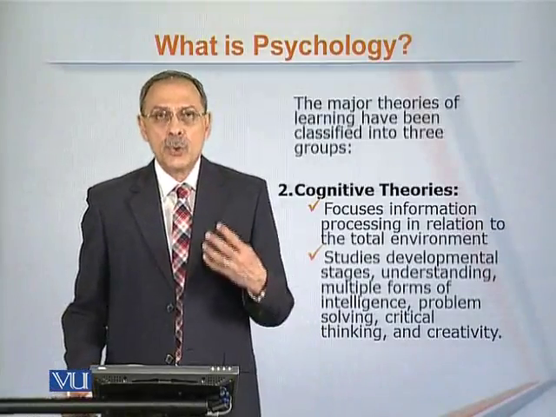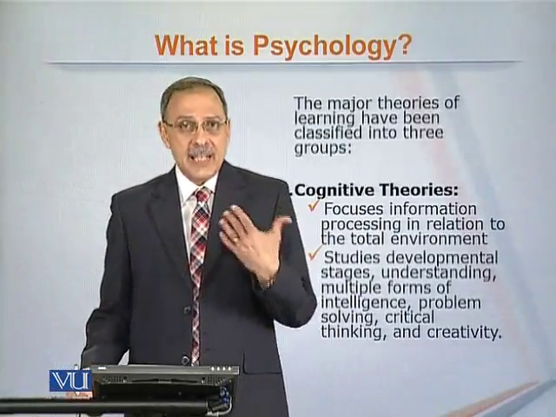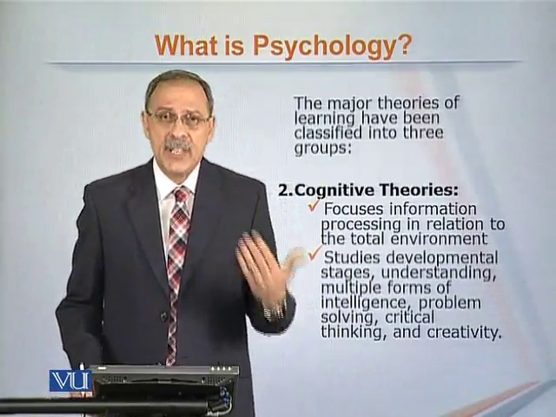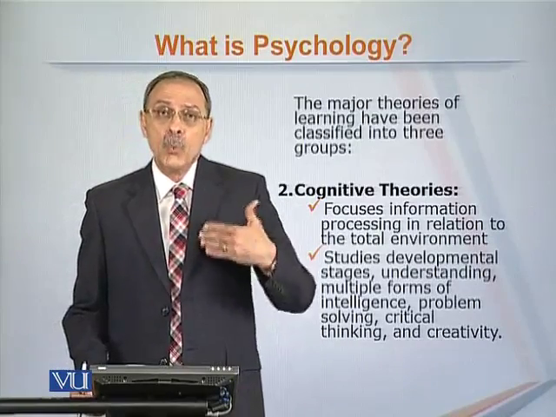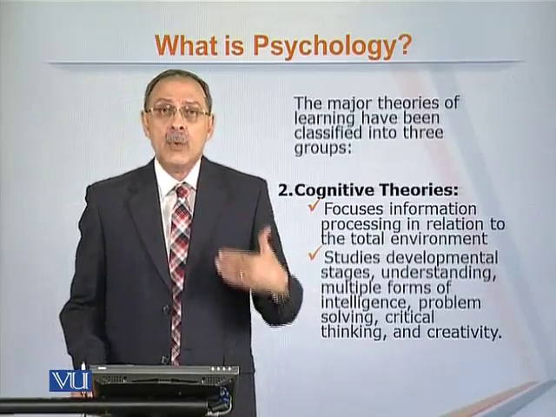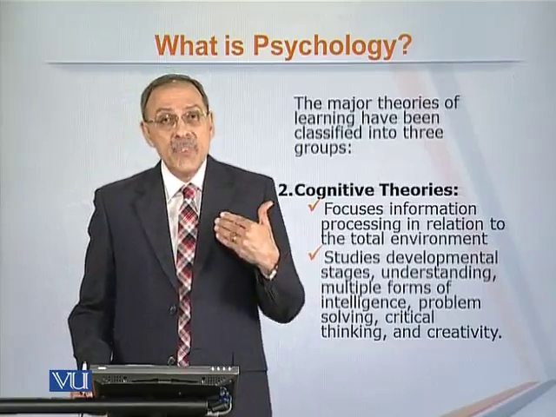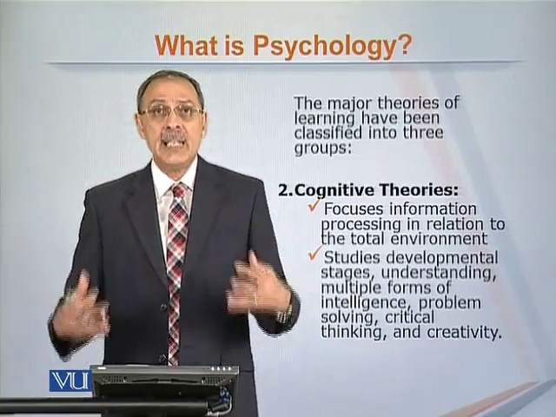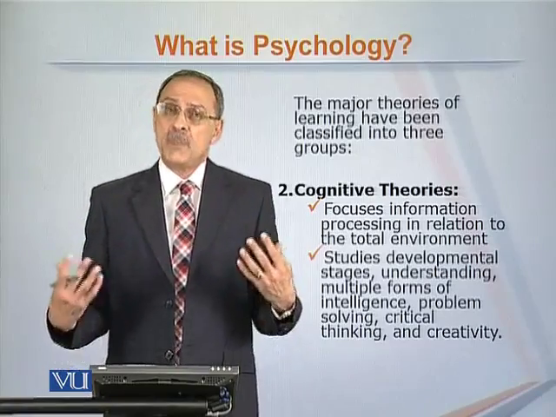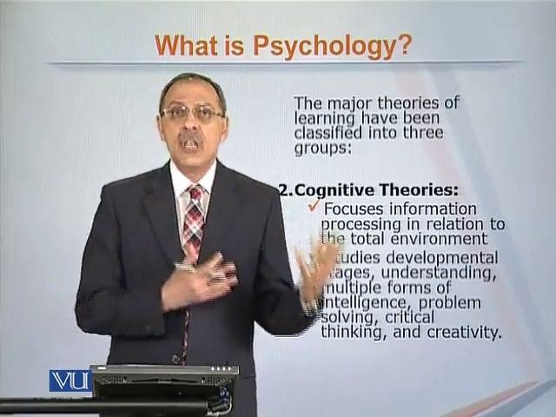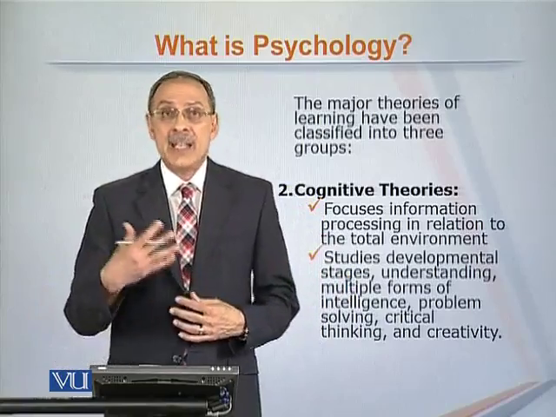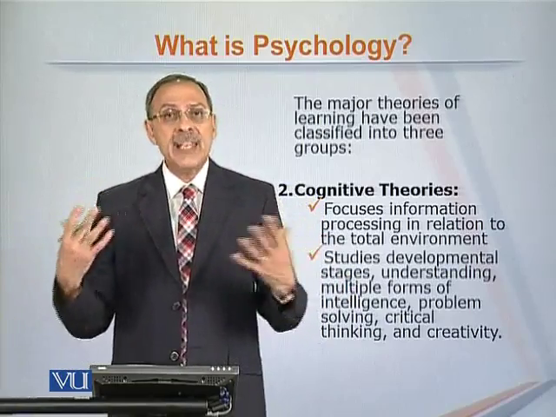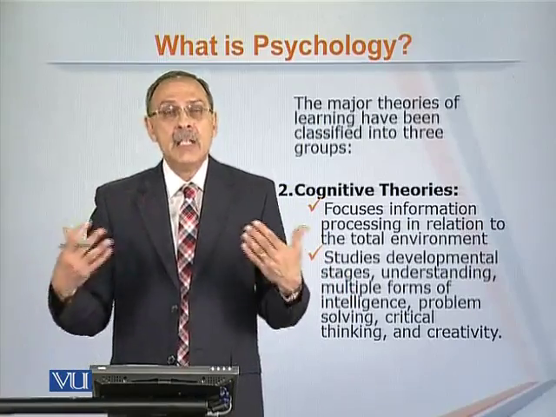The second group of theories, the psychological theories that are classified, are cognitive theories. Cognitive, the word comes from cognition, which is thinking, the ability to think, and different individuals think differently. In different life stages, people think differently. A child won't think like an adult, and an adult won't think like an aged individual. And so thinking over time changes.